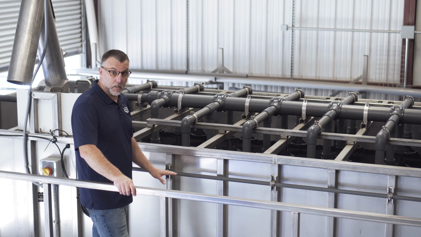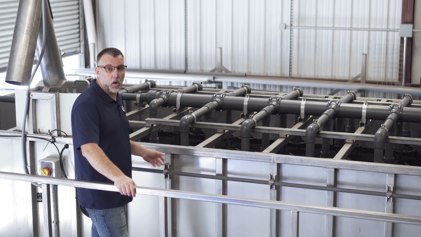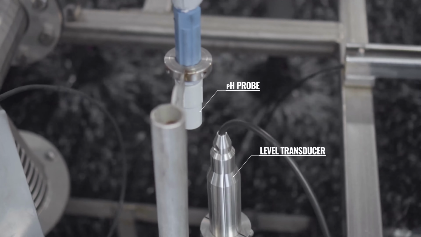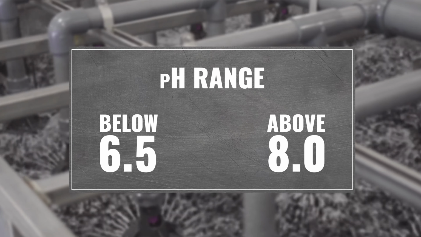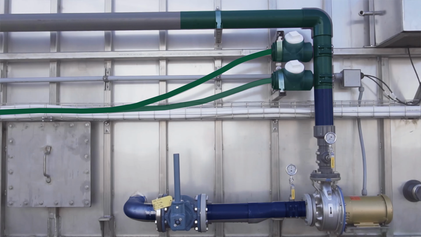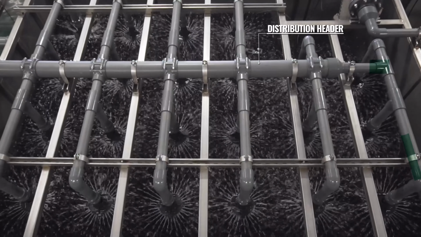The storage basin is aerated and processed wastewater is recirculated continually over the attached growth media. In this basin, we are monitoring level and pH. Should pH fall out of range, below 6.5 or above 8, we will inject reagent into the distribution header to bring pH back within range.